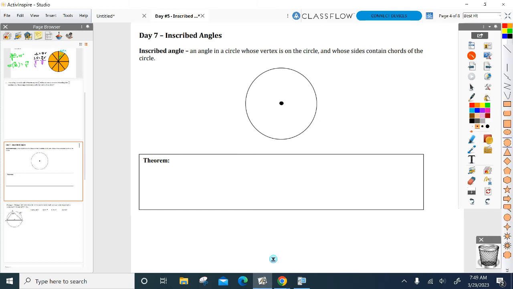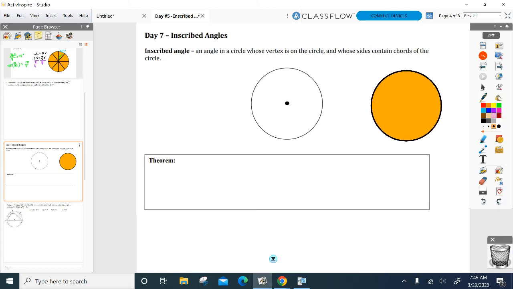All right, let me start class off this way here. And you don't need to copy this down. This could be on there tomorrow, right? RST. What do I call that angle? Angle RST is called a what in the circle? That's called a what?